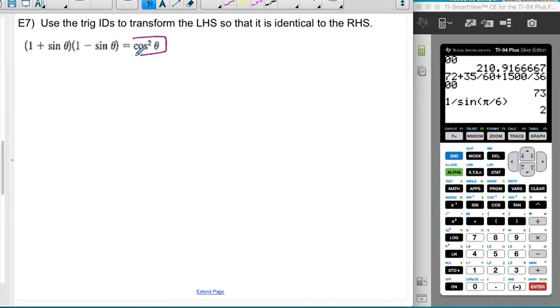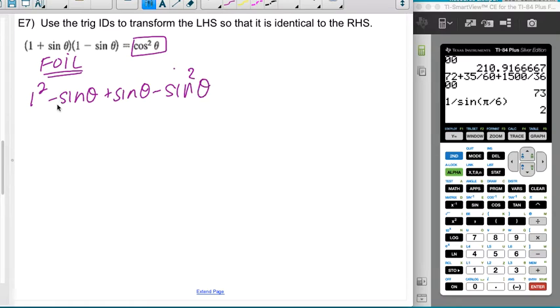Again, I'm leaving the cosine squared alone. I'm going to suggest that you FOIL these because there is no rule that relates sine and cosine without squares right now. So if I FOIL, I get first, which is 1 squared. Outer is going to be a minus sign, and inner is going to be a plus sign, which totally makes sense because this thing's a difference of squares. And then I'm going to get minus sine squared. This thing sums to 0 because this thing is a difference of squares.